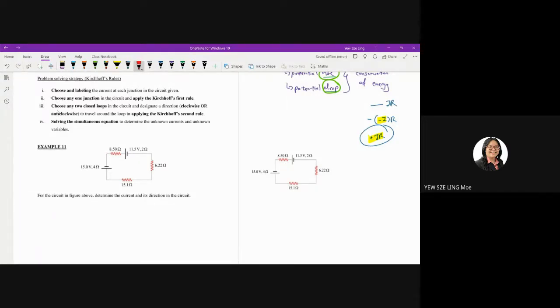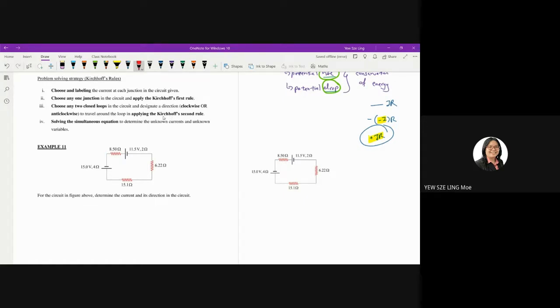Step number 3, choose any closed loop, any two closed loops if you have more than 2 in a circuit, and designate a direction, clockwise or anti-clockwise. Designating a direction means that you are choosing a path. You're drawing a loop to travel around the loop. So that is your traveling direction. Just now I said imaginary, your own imaginary direction. Here they say your traveling direction. You assume it travels from where, so also an imaginary path.